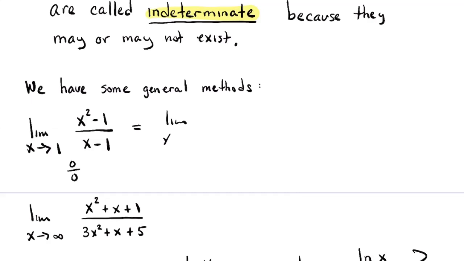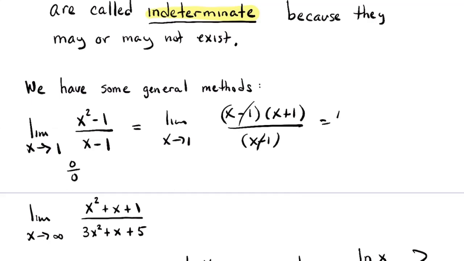We factored. Yeah, so you factor that numerator into x minus 1 times x plus 1. And then we have a theorem that says that that limit is going to be the same as the limit as x approaches 1 of x plus 1, which is 2. So in that indeterminate form, the limit exists and the ratio equals 2.